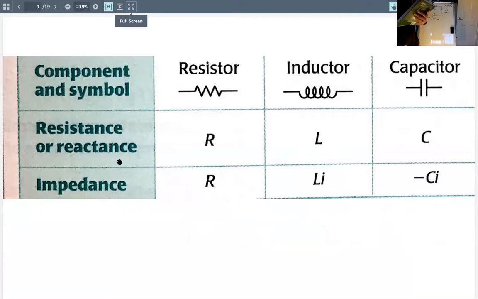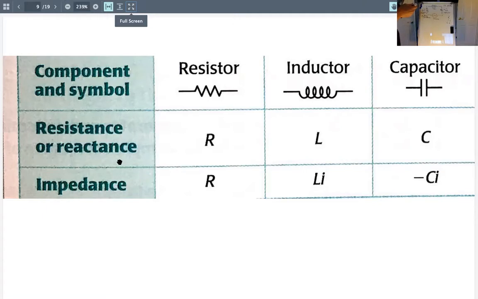You're going to use those variables: R for resistor, L for the inductor. That's the reactance of it, and the reactance from the capacitor will be C. But the impedance that it lends to the total impedance of the circuit is going to be Li, and negative Ci. So you have to remember that. Keep that in mind as we go through. We'll write those down: Li and negative Ci.